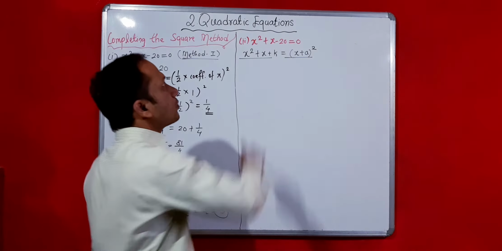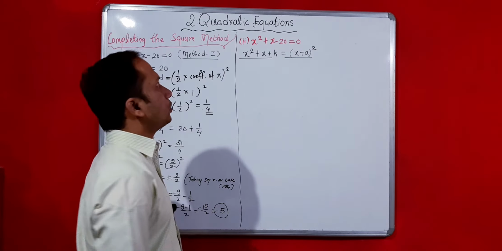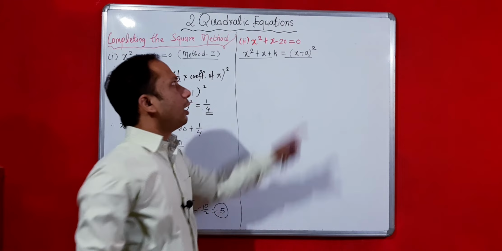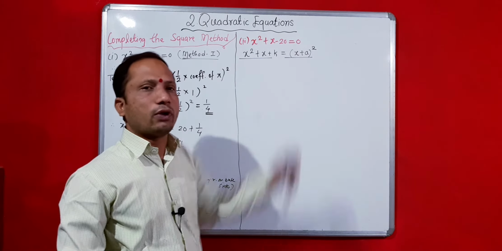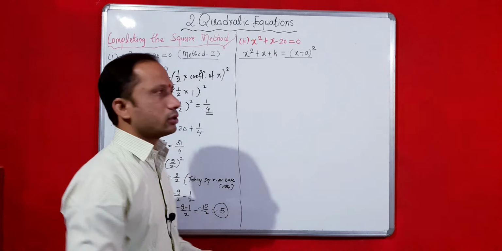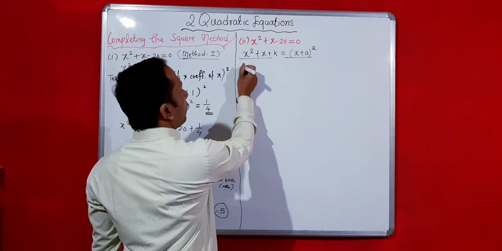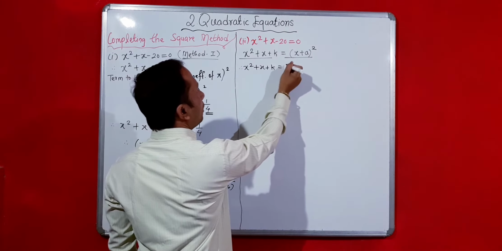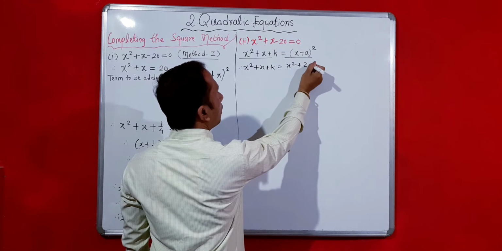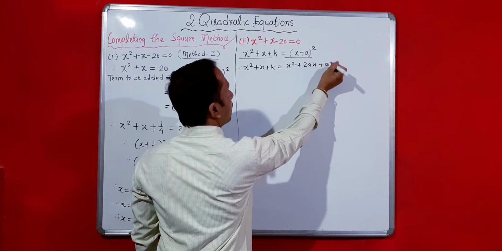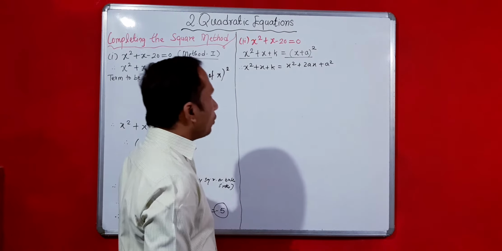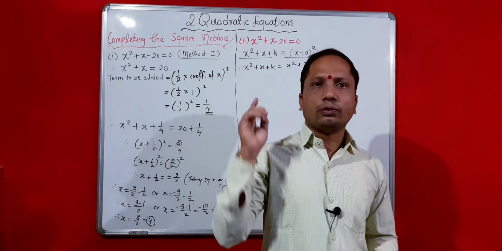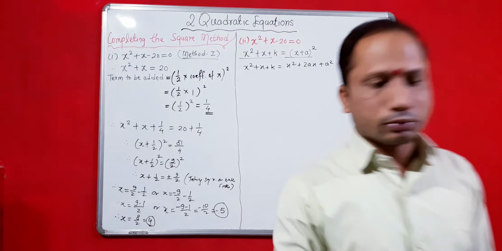In this method, x square plus x minus 20 is equal to 0. So in this case, x square plus x, you have to add k, and again (x plus a) bracket square. This is the formula. Actually, you have to use this formula to solve this. So now what I will get: x square plus x plus k, and I have to solve it: x square plus 2ax plus a square. Now you have to compare this. After comparing, whatever equation you get will be the solution of your problem.